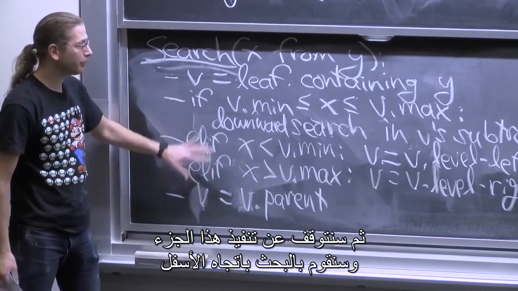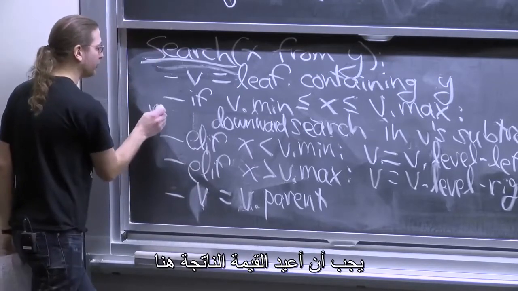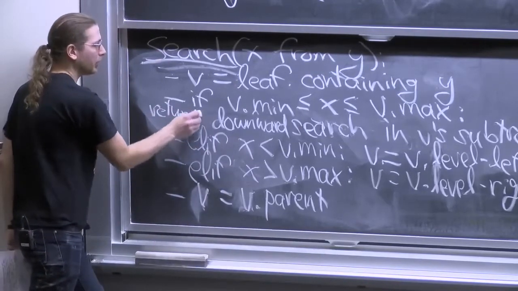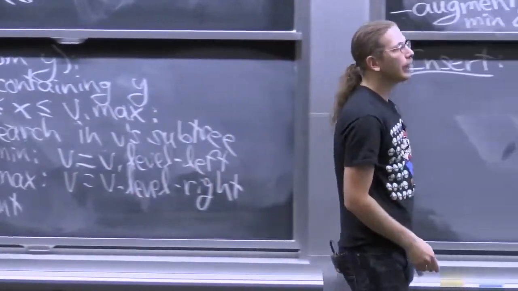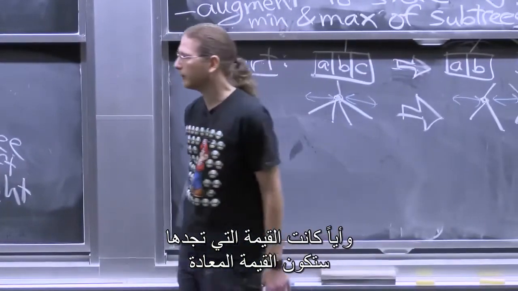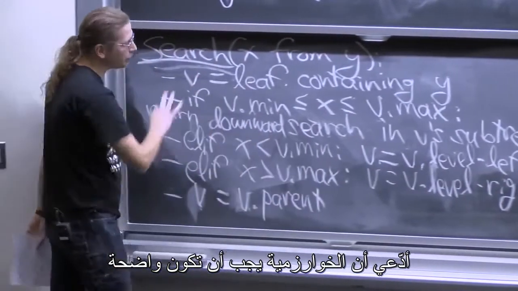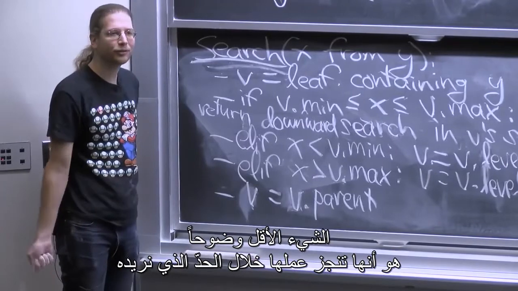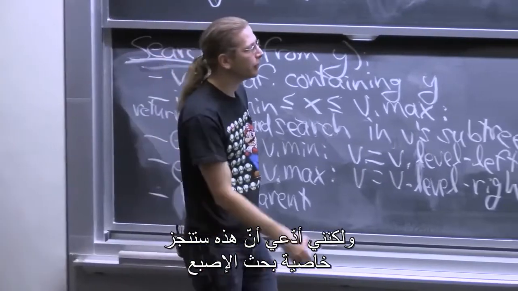Then we're going to stop this part, and we're just going to do downward search. I should say return here or something. I'm going to do a downward search, which was this regular algorithm, and then whatever it finds, that's what I return. OK, I claim the algorithm should be clear. What's less clear is that it achieves the bound that we want. But I claim this will achieve the finger search property.